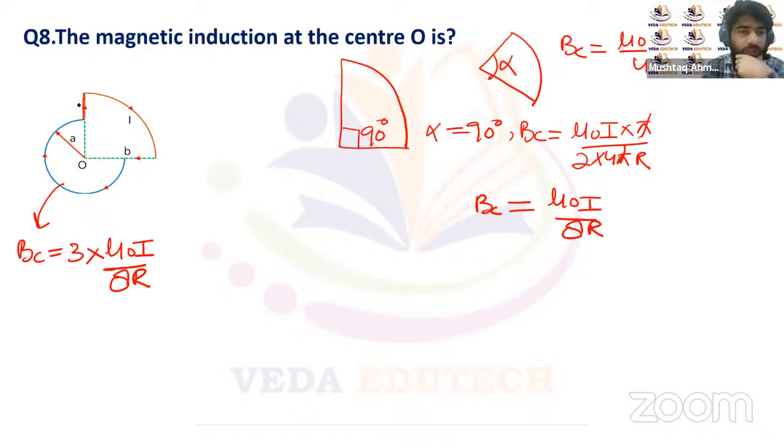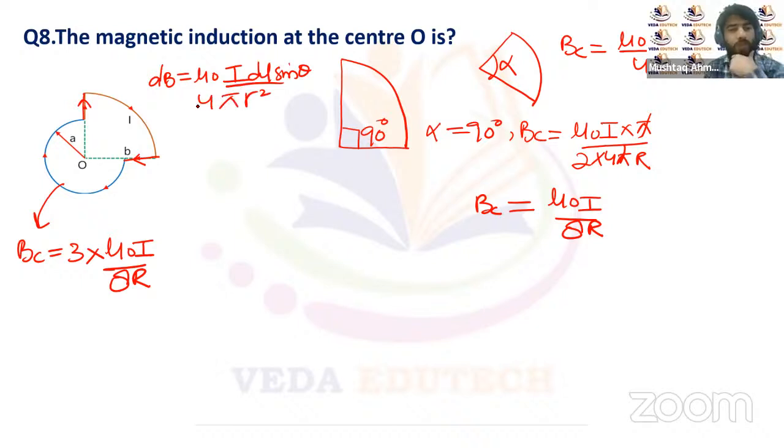One is this one, another is this one, which are connected to each other. This is a wire of length, let's suppose L, which is carrying some current I. We know according to Biot-Savart law, dB for a current carrying wire is mu naught I dl sin theta upon 4 pi R square.